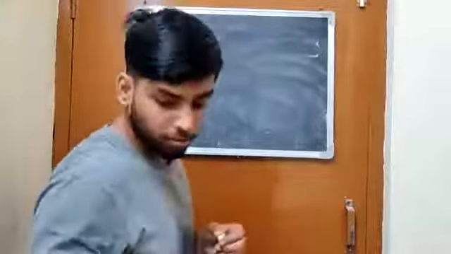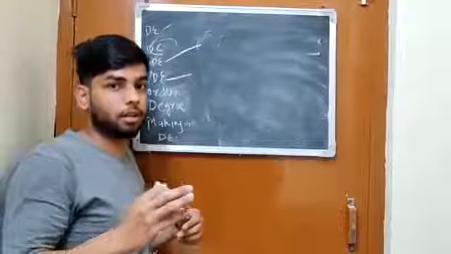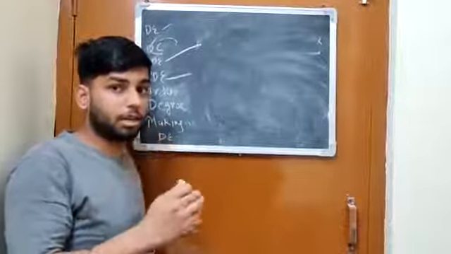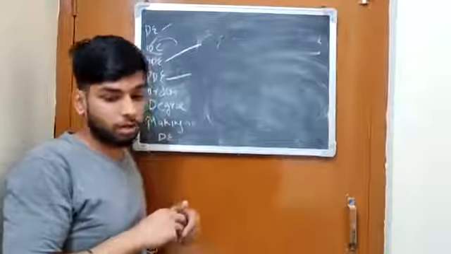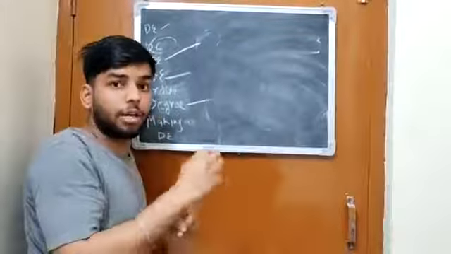Now we are going to discuss the order. What is the order? It is the highest order of the derivative present in the equation. This is known as the order of the differential equation. And what is the degree? It is the highest power of the highest order derivative.